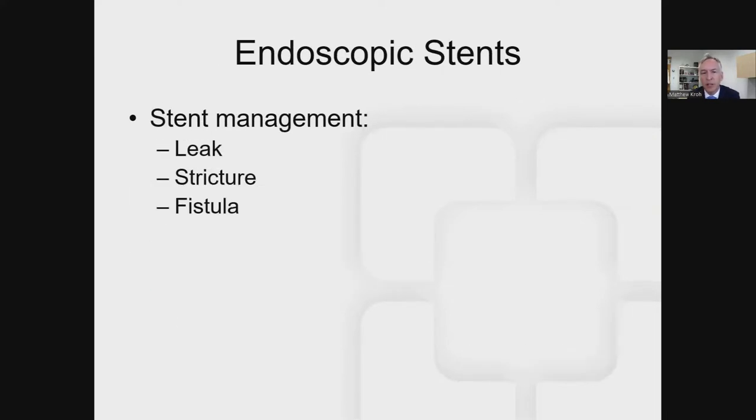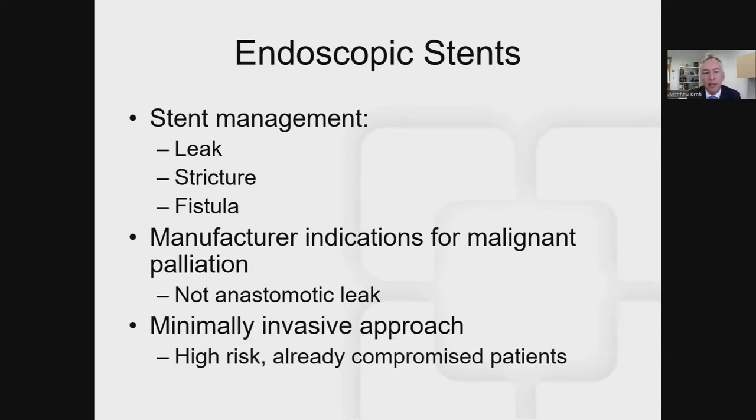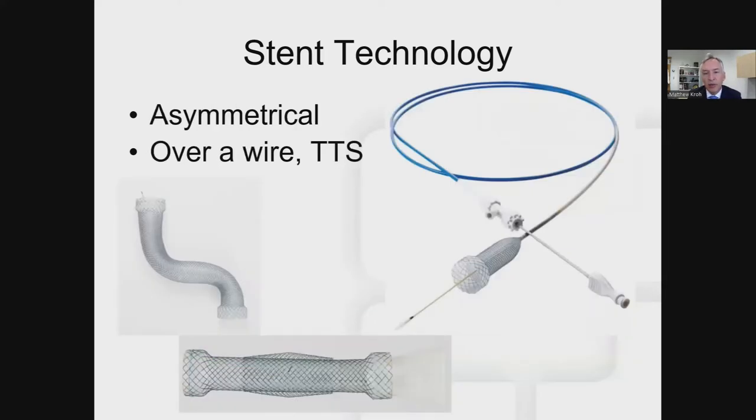Endoscopic stents are used for leaks, stricture, and fistula. But you have to remember that esophageal stents have been designed for malignant palliation, not for anastomotic leak. But this may be ideal for patients that are already high risk, and this provides a minimally invasive approach to intervention. And the types of stents that we have are variable too. And it's important to know what the characteristics of these stents are, metal versus plastic, or varying degrees of being covered. And now increasingly we have new technologies which include asymmetrical stents and over the wire, as well as through the scope stents.